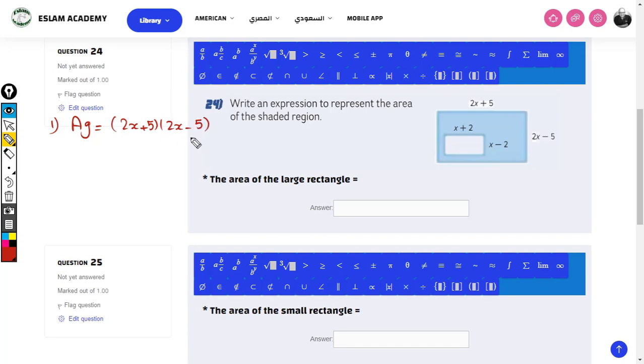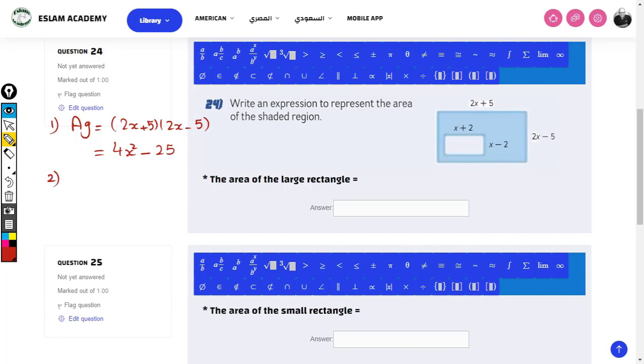You will find that the two brackets are the same. The only difference between them is that one of them is plus and the other is minus. So just multiply the first by the first, which is 4x to the power 2. Positive times negative equals negative. 5 times 5 equals 25.